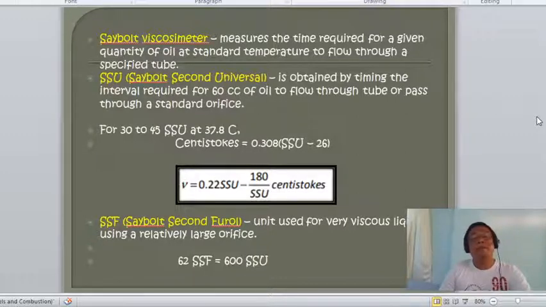That is defined in centistokes. Another is the Saybolt Seconds Furol, a unit used for very viscous liquid. Take note, very viscous liquid. Another conversion of the viscosity: 62 SSF is equal to 600 SSU.